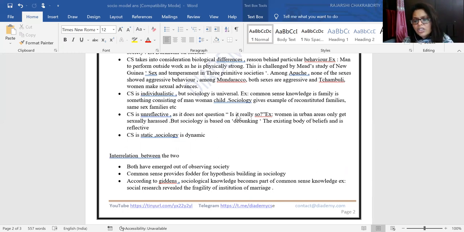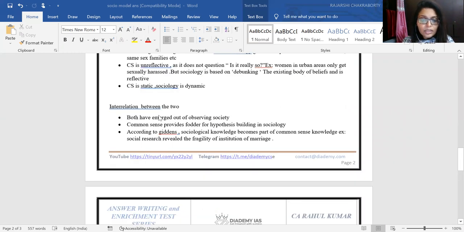Similarly, sociology is based on debunking. Debunking means they will question the existing body of knowledge. Like, is it really so? Common sense never questions. As a result, common sense is very static. Sociology is dynamic. Now, next we have to discuss, is there any interrelation between the two? Because the question says compare and contrast. So interrelation comes from the fact that basically it was common sense and sociology tried to question that.